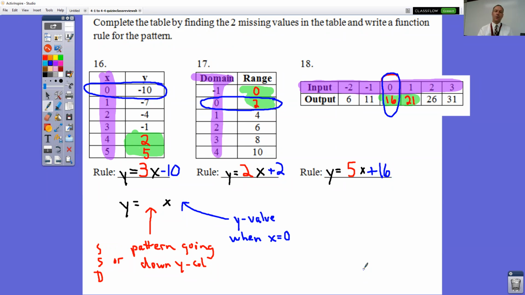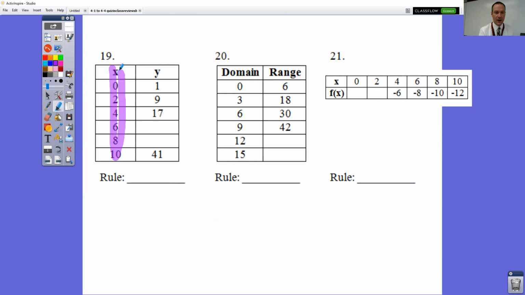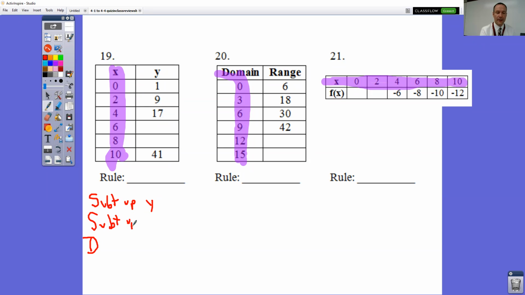Now, those were done when the x column was going by 1s. The next set of problems doesn't have the x column going by 1s. The x columns here are going by 2s or by 3s. When the x column goes by something other than 1s, you have to use subtract, subtract, divide. Subtract going up the y column, subtract going up the x column, and then divide your y answer divided by your x answer.